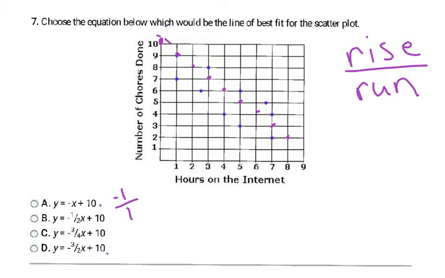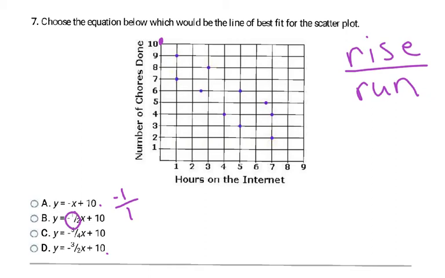So if I connect those points on my line of best fit, yeah, that looks pretty good. I have some data points below, and I have some above. It looks like a pretty good average, like it goes pretty well down the middle. So it could be A, but I'm going to go through and see if B, C, or D are any better. So letter B, my slope there is negative 1/2.